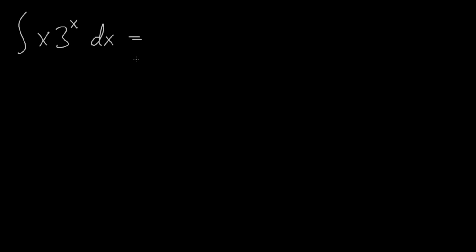Okay, so in this question we have the integral of x times 3 to the x dx, and this is going to be an integral that we have to do with integration by parts. So we have two terms. We have x and we have 3 to the x, and we need to decide which of these is going to be u and which will be dv, because that is our starting point for integration by parts.